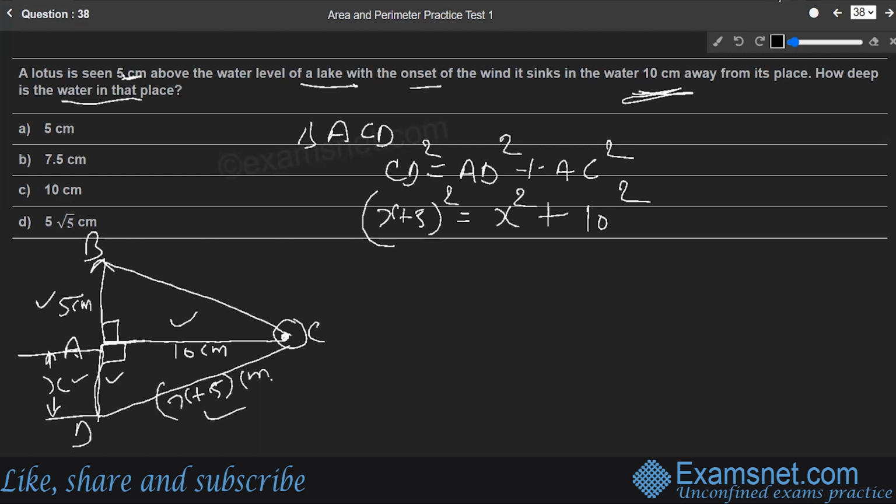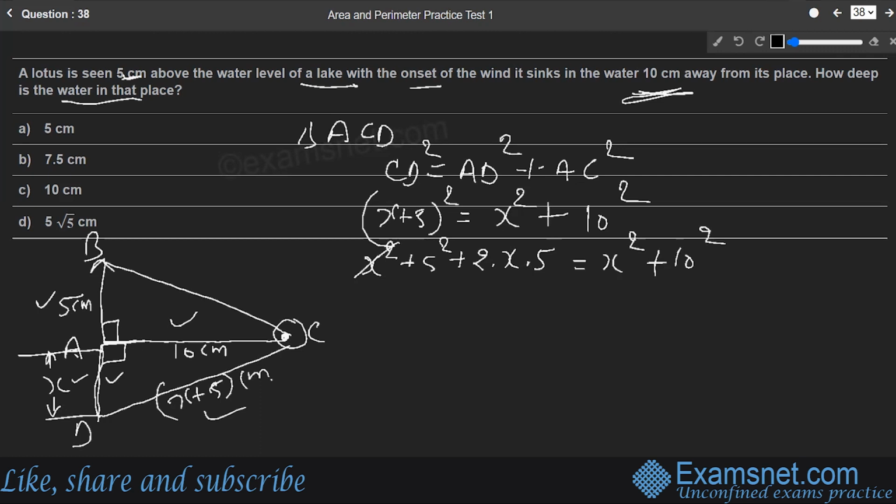So if we solve this particular equation, we can obviously find the value of X. So let us open X plus 5 whole square using the formula A square plus B square plus 2AB. So it's going to be X square plus 5 square plus 2 into X into 5, is equal to X square plus 10 square, that is 100.